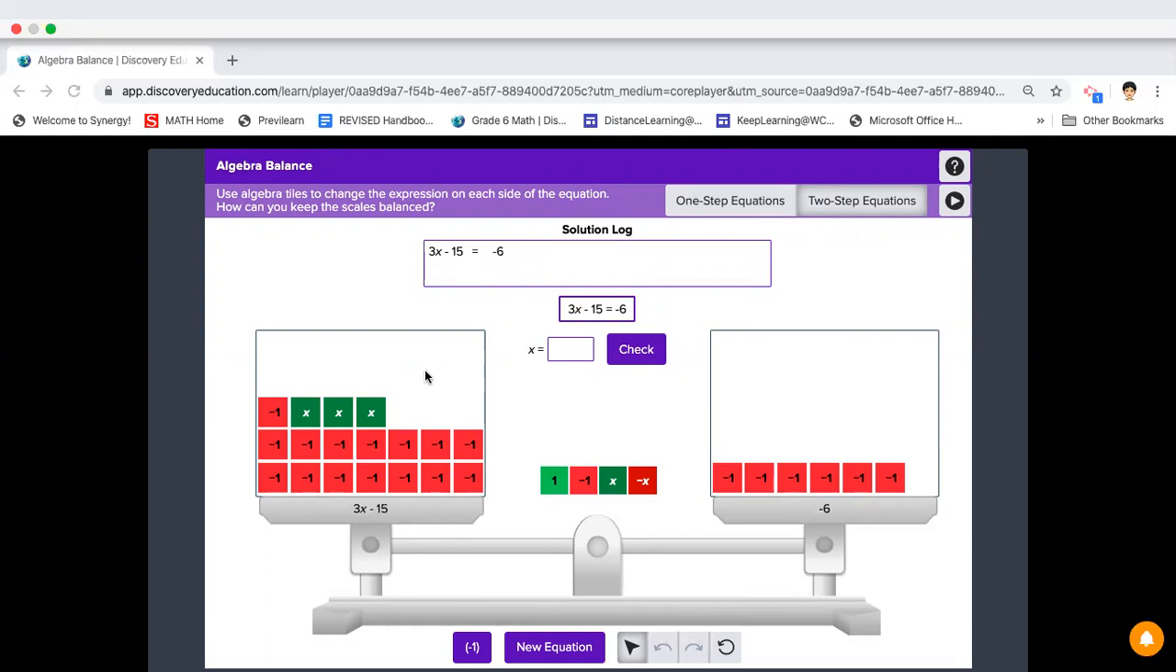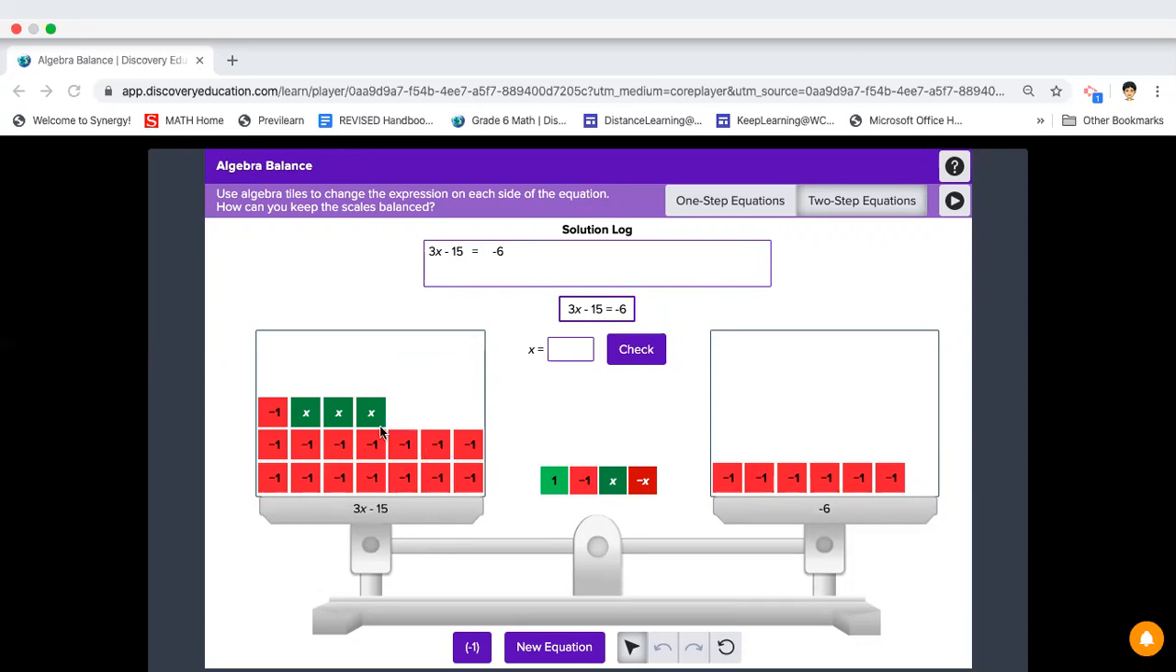Let's get started. In this two-step equation, 3x minus 15 is on the left. We can see negative blocks along with 3 positive x blocks is equal to negative 6. In order to solve two-step equations, you need to perform the order of operations in reverse. This is working with each inverse operation.